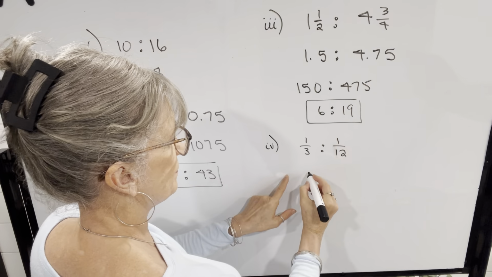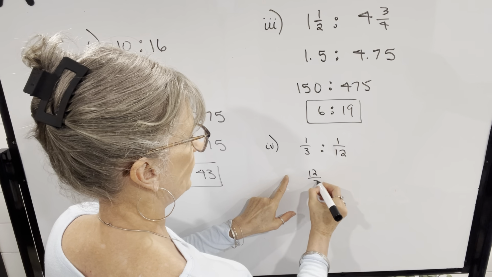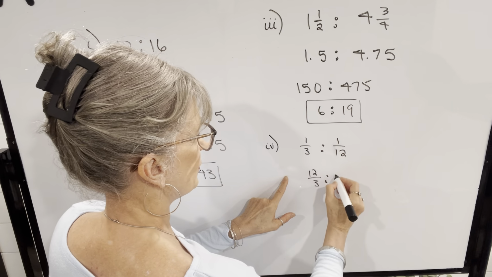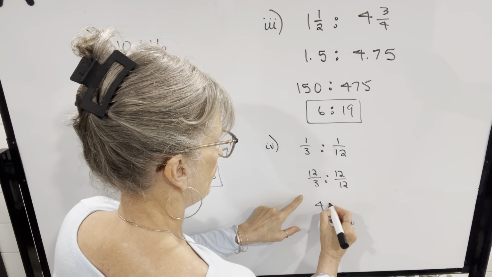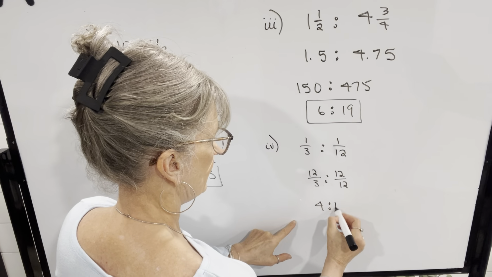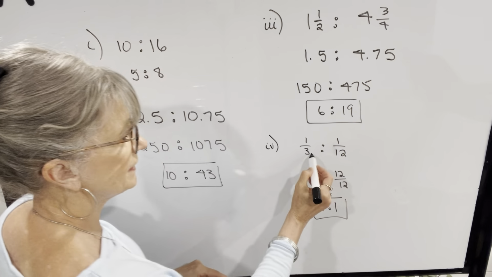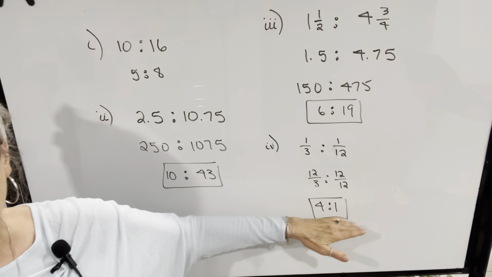So when I multiply this by 12, I'm going to get 12 over 3. When I multiply this by 12, I'm going to get 12 over 12. 12 divided by 3 is 4. 12 divided by 12 is 1. So this ratio would simplify to 4 to 1.